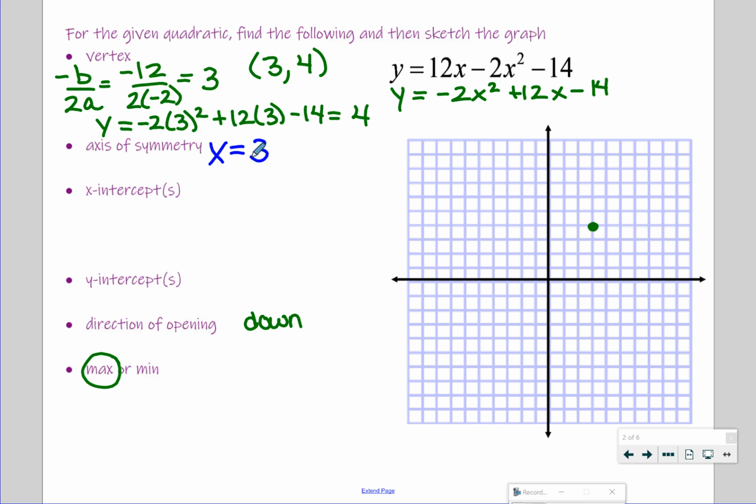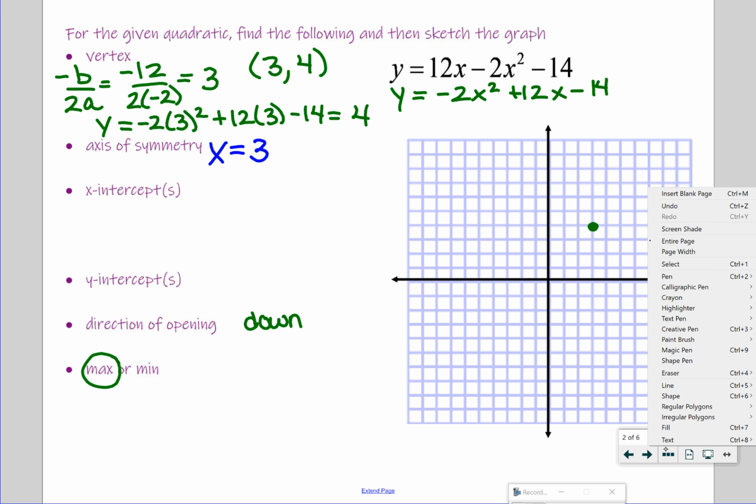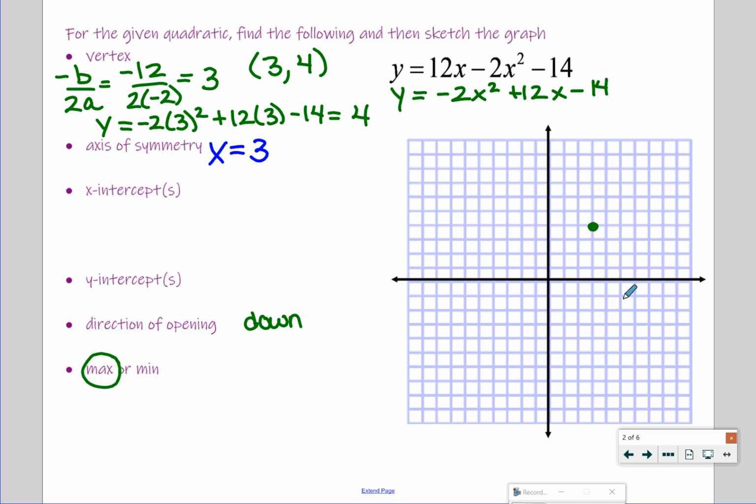The next thing that we're going to do is find the x-intercepts. Remember, an x-intercept is when y equals 0. So I'm going to set my function equal to 0. Negative 2x squared plus 12x minus 14. And then your options to solve this are either factoring, quadratic formula, or sometimes square roots. We can't use square roots here because I have an x squared and an x term.